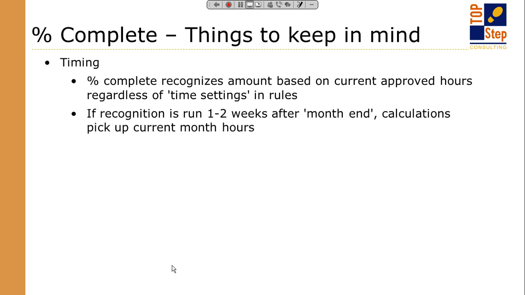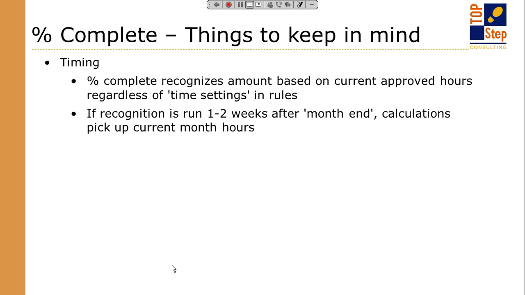So when you run the rules on December 2nd, you make sure you don't pick up anything in December, so you put an end date of November 30th. These percent complete rules do not pay attention to those dates. So if you run the revenue recognition on December 2nd, it will pick up all approved time in the consideration for percent complete up to December 2nd.